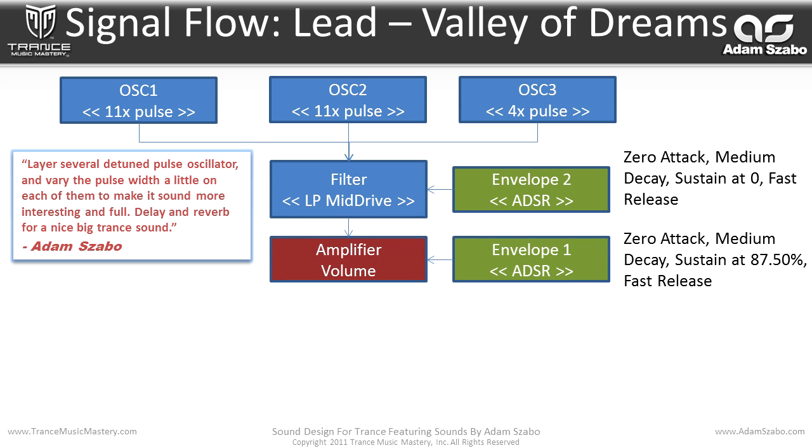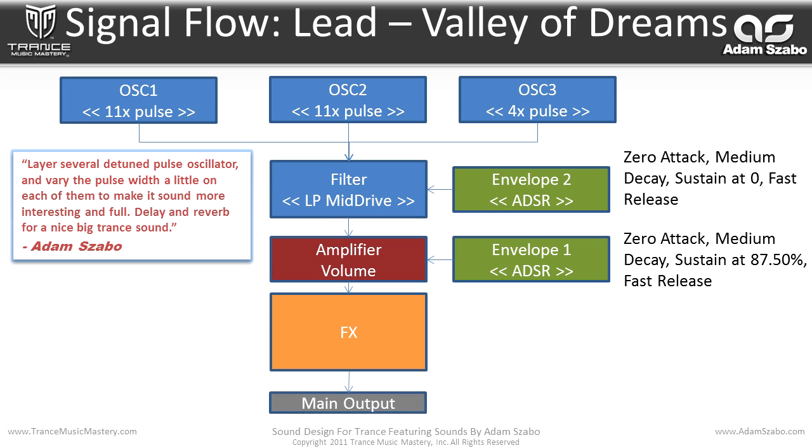And then that flows into an amplifier with volume being modulated by envelope 1 with 0 attack, medium decay, sustain at 87.5%, and fast release. And then that flows into the effects and to the main output.